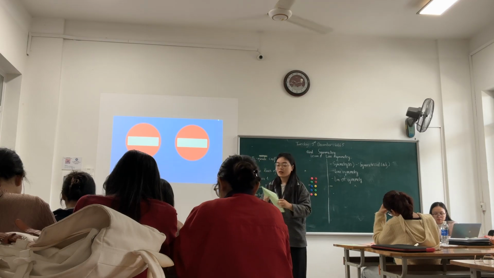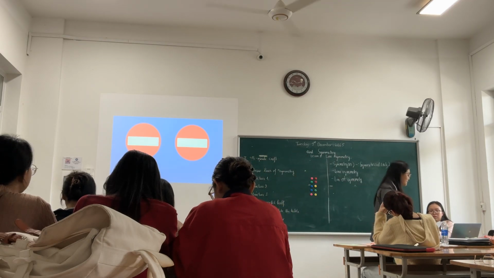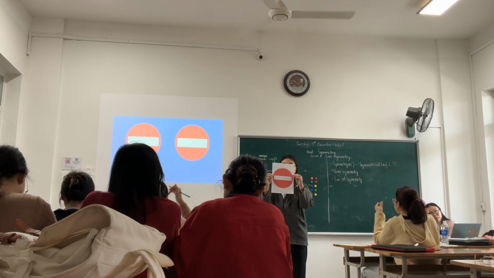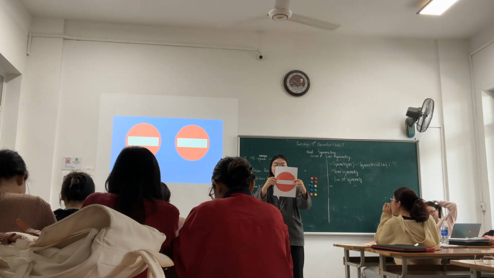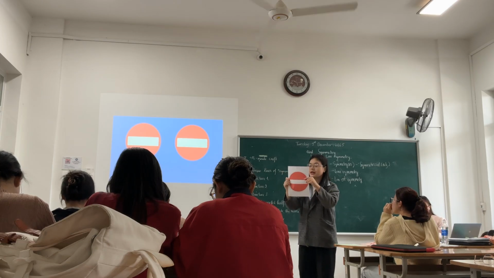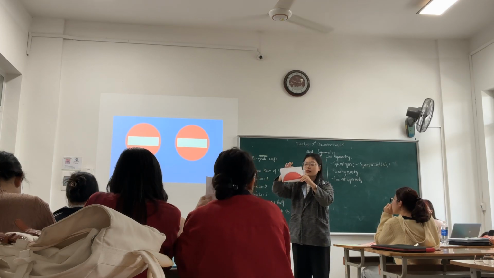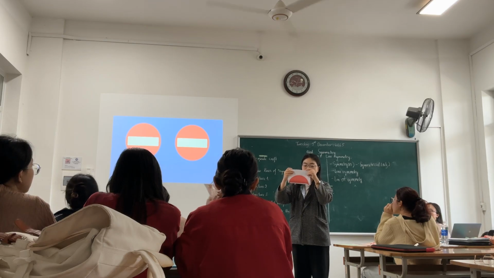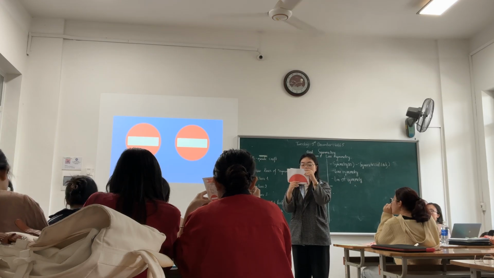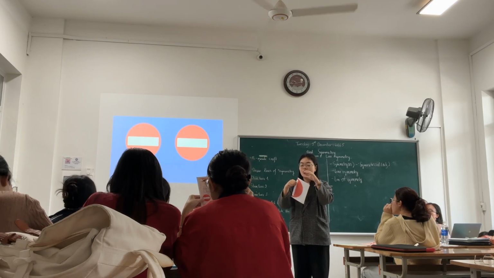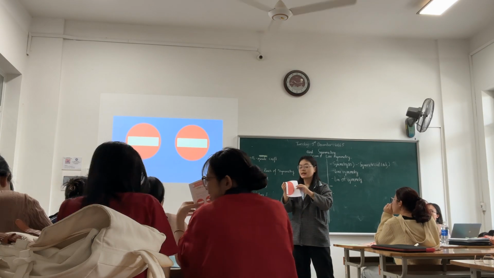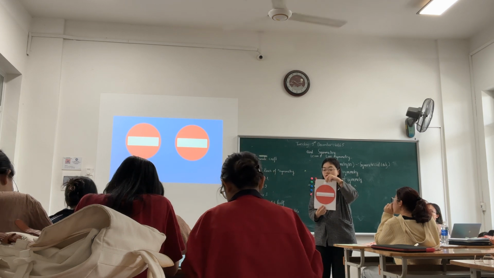Yeah, so I will have an example for you. Do you know what it is? It's a sign, a road sign, right? And it's a no entry road sign. So now let's look at my folding. Let me fold the paper. So when I fold the road sign like this, will it be symmetrical? Yeah, so we can say that this road sign is symmetrical, right?